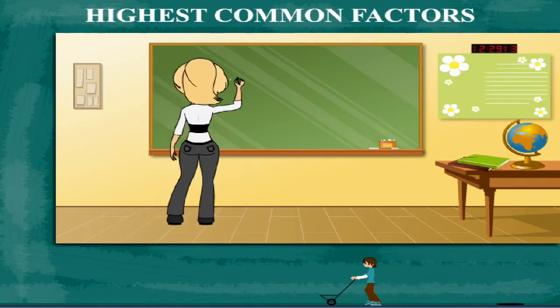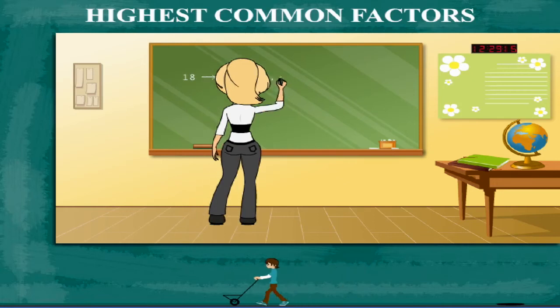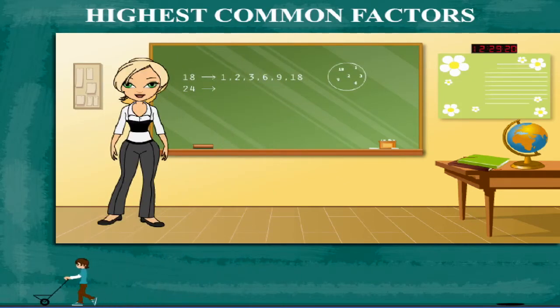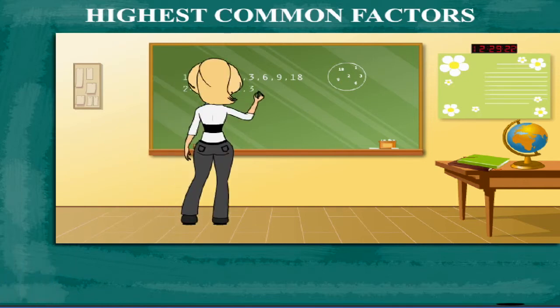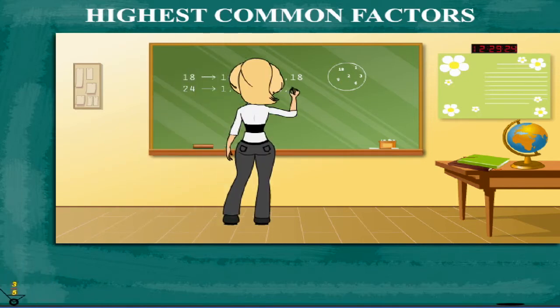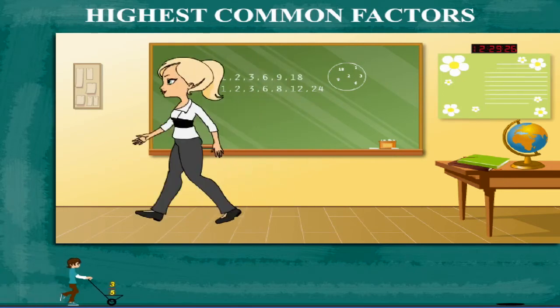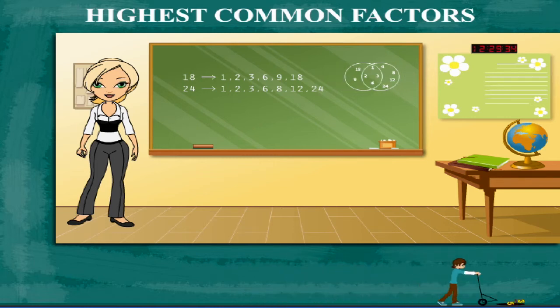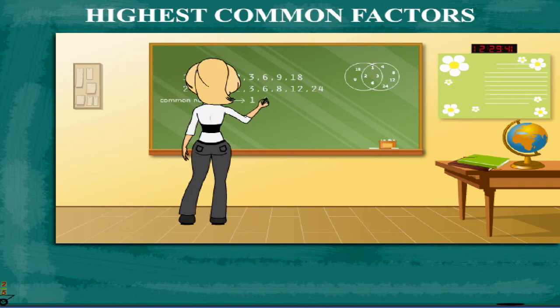18 has the factors 1, 2, 3, 6, 9, 18 and 24 has the factors 1, 2, 3, 6, 8, 12, 24. Rosie ma'am has the set of factors on the board. The common factors are 1, 2, 3 and 6.